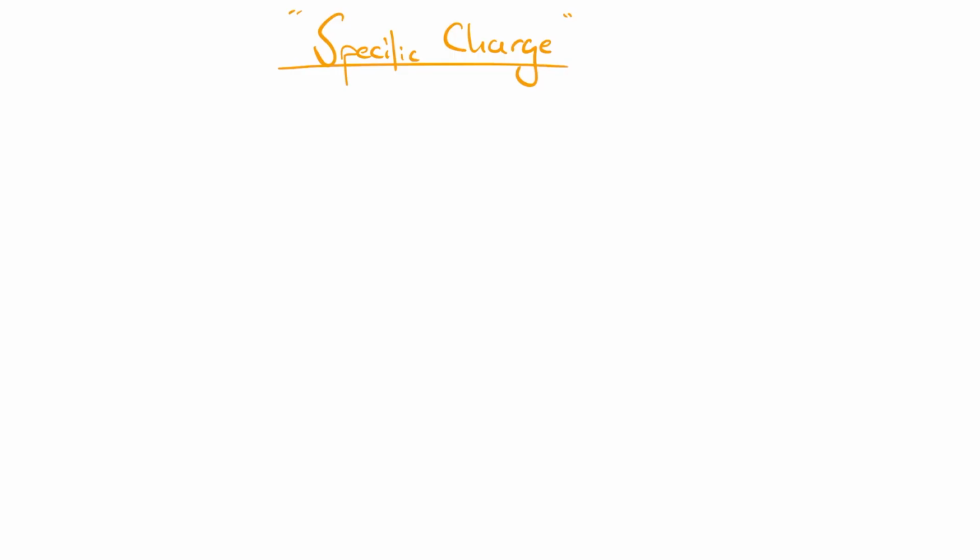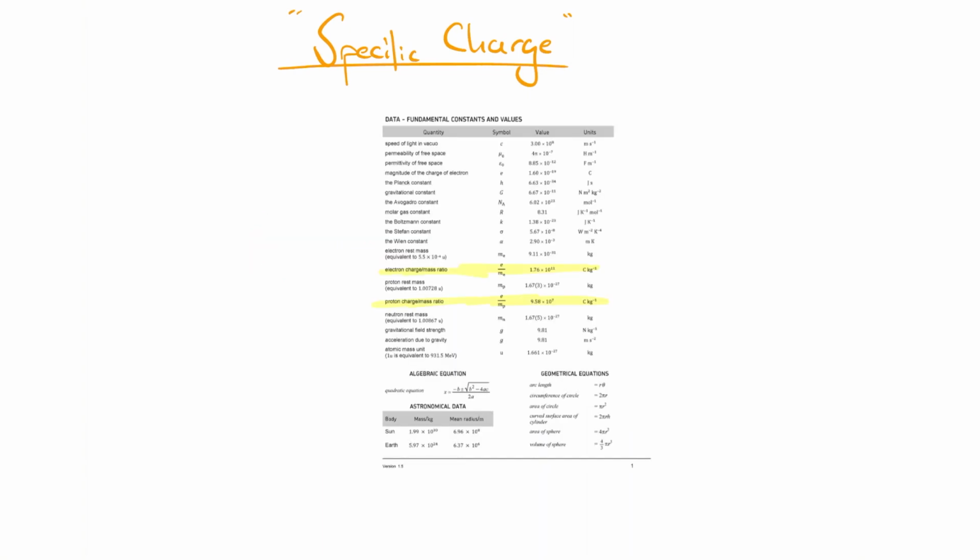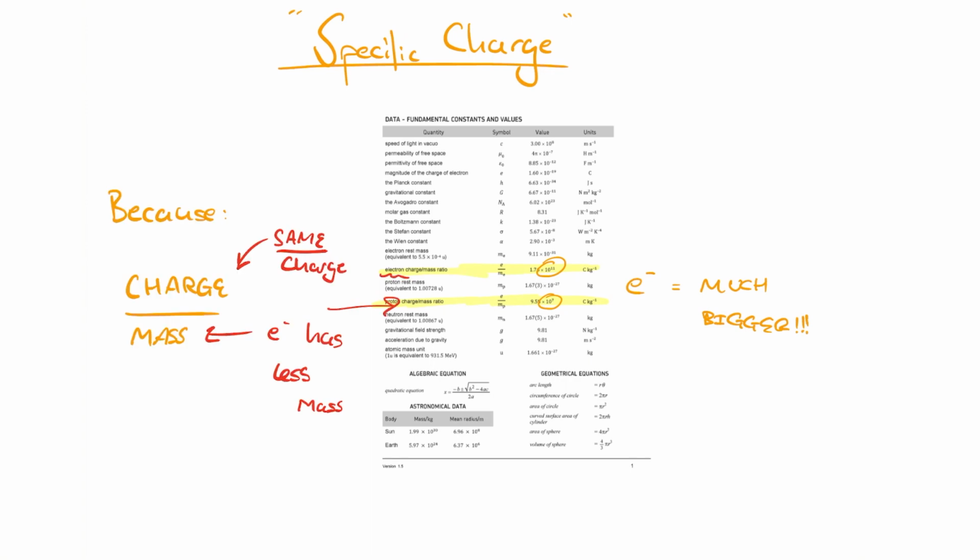Now, a new concept, let's talk about specific charge. Specific charge of a particle is just the ratio of its charge to its mass, which can be calculated using the formula specific charge equals charge over mass, or using the symbols Q over M. Charge here is in coulombs, mass in kilograms, so the units for specific charge are coulombs per kilogram. Values for the specific charge of the electron and proton are given on the data sheet as the charge to mass ratio. Using that value, we can see how dense an electron's charge is, as it is equal in magnitude to a proton, but has 10 to the power of 4 times less mass.